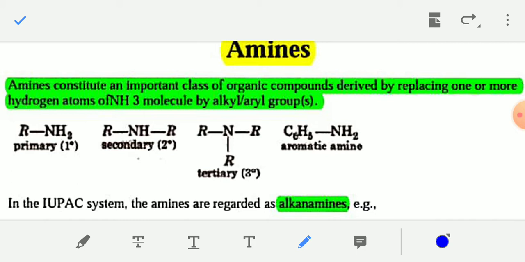And depending upon the nature of group, alkyl or aryl, amines can be classified into two classes. One is aromatic amine, another is aliphatic amine. So aromatic amine like aniline, benzene. Here the group attached with NH2 is the phenyl ring, C6H5. This is an aromatic ring. So this is aromatic amine.